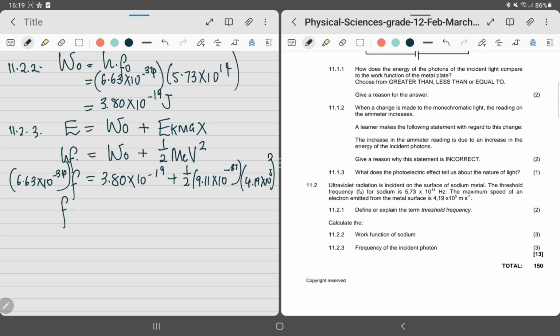So I am getting the frequency as 6.94 times 10 to the exponent of 14 hertz.